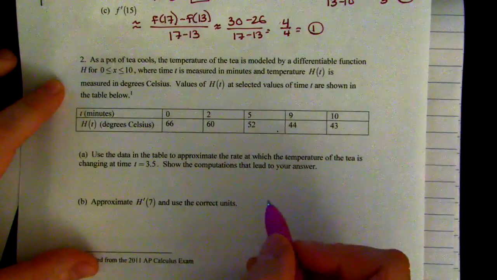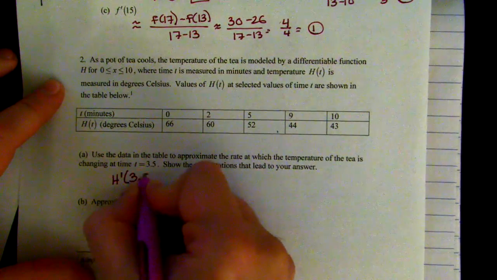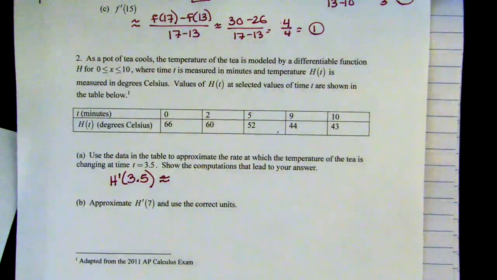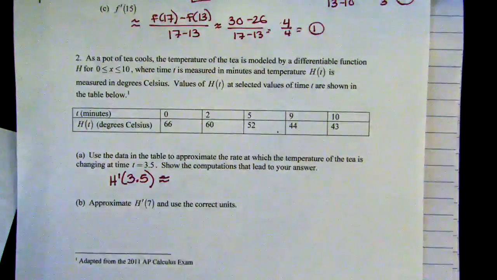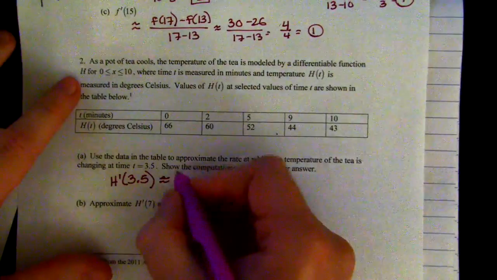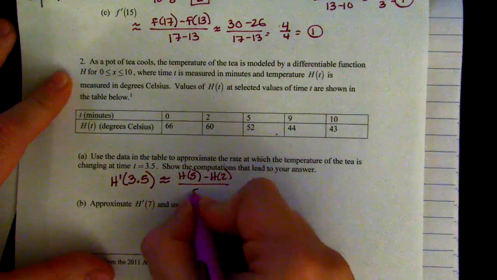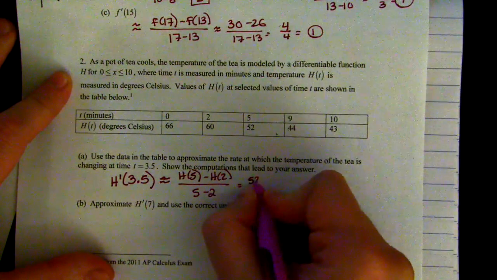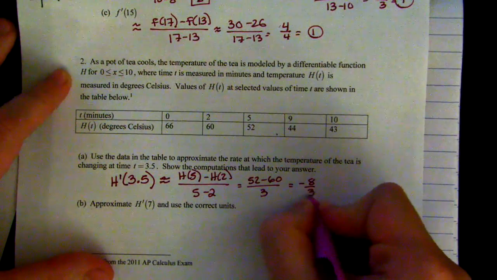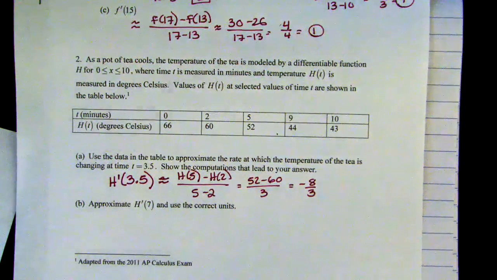Okay, well, this means I really want to approximate H prime of 3.5. This is the same deal we did before. Take a moment and go find the value of H prime of 3.5. My approximation is H of 5 minus H of 2 over 5 minus 2. 52 minus 60 over 3, negative 8/3. It's okay that the derivative is negative. That means the tea is cooling, that it should be cooling.